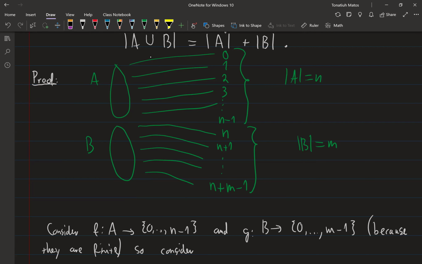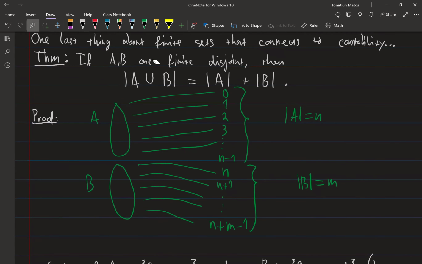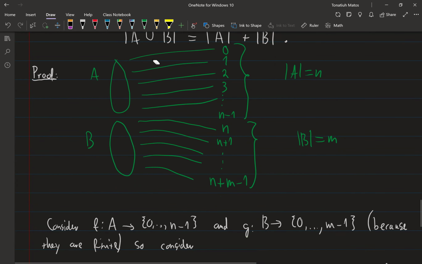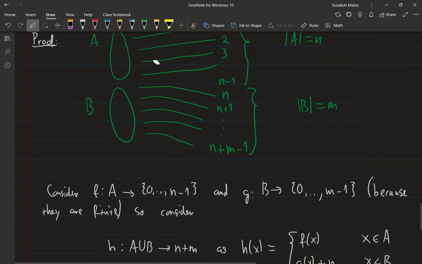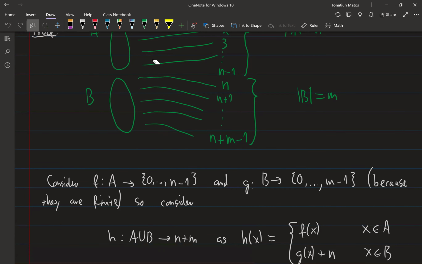So if I want to use the definition of finite set, I need to match A union B to some number. And that number is, of course, this one. This one is the natural number that I'm matching this to. Just adding them up, so n plus m, right? But in general, A and B could be sets that contain anything. They don't have to contain numbers.